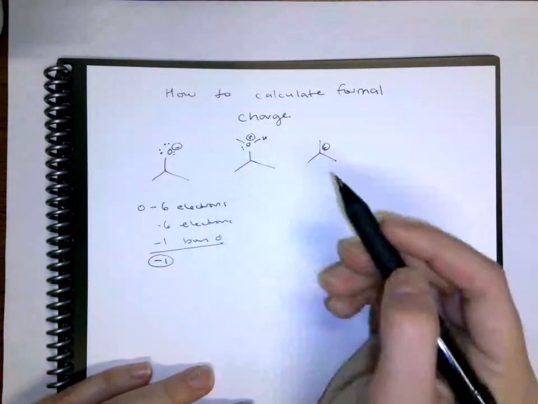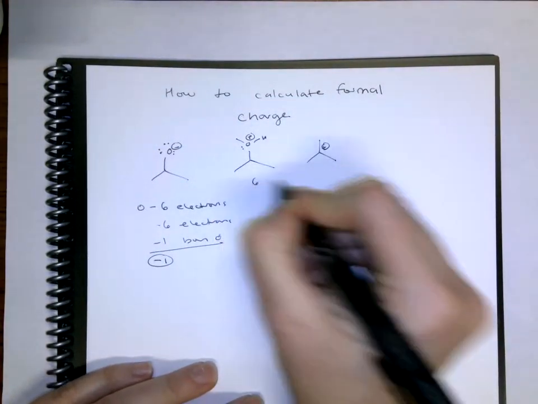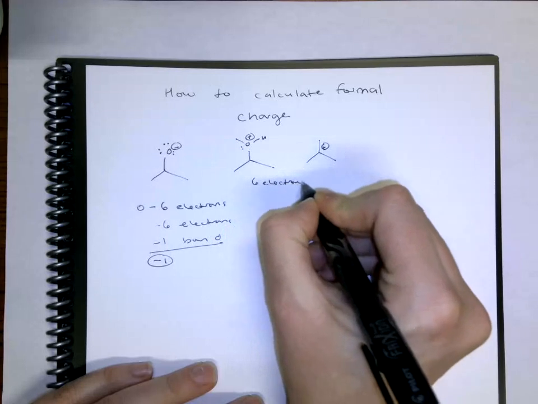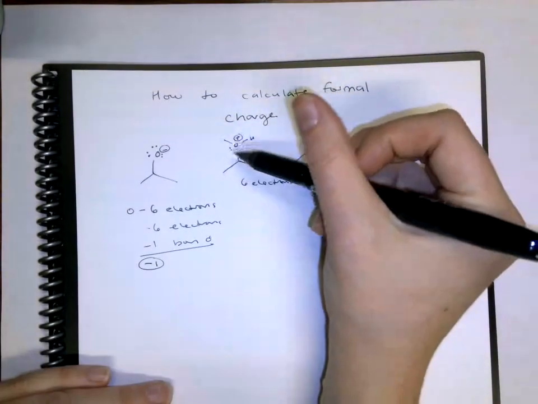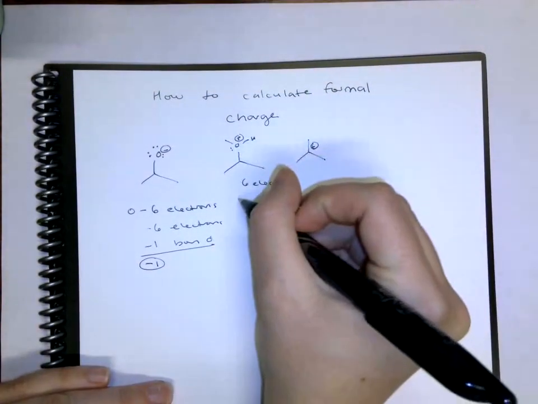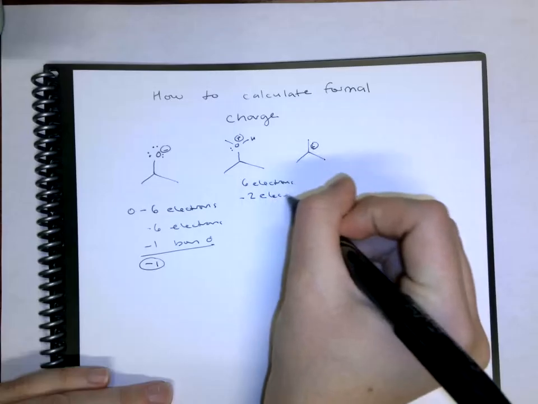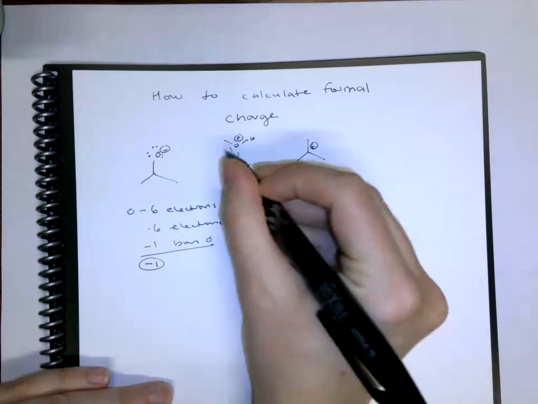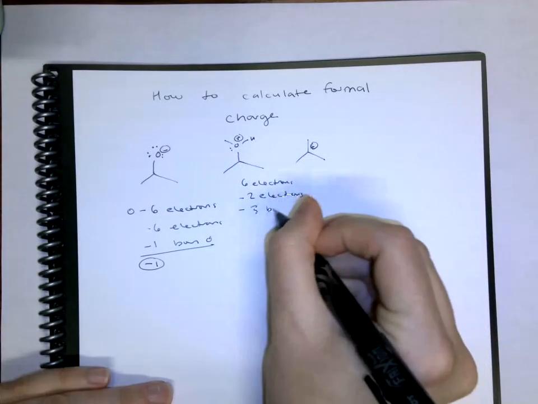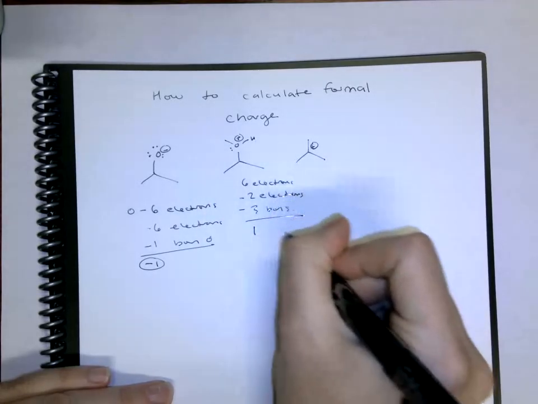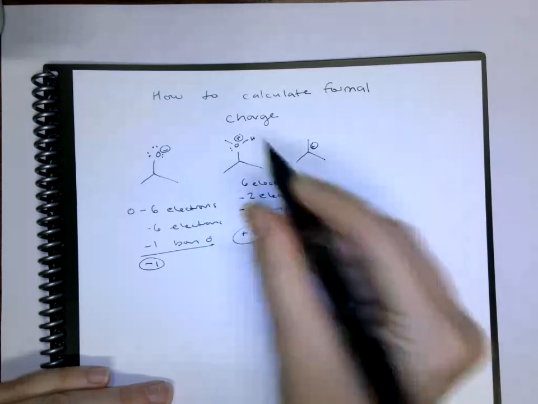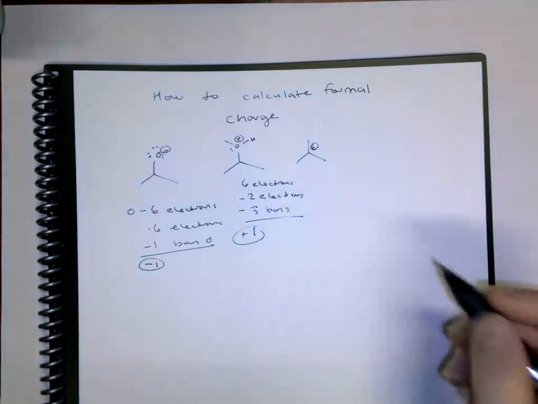Now with this oxygen, there's only 1 lone pair. We have 6 electrons from the periodic table. That never changes. Oxygen always has 6 because it's always in this 6 column. But in this structure, it has 2 electrons, so minus 2 electrons and 1, 2, 3 bonds. So 2 dots, 3 lines. That equals 1. So that's a positive 1. That's why that's positively charged.